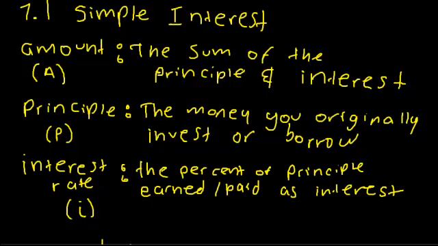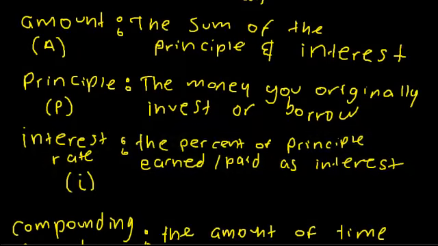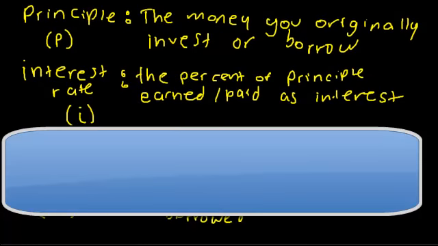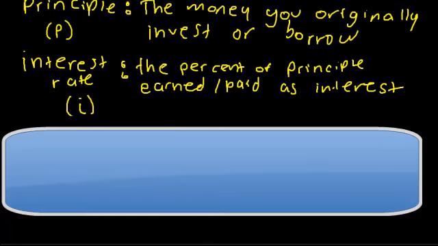And throughout this unit, there's going to be some key terms you need to remember. One is the amount, which is the sum of the principal and the interest, and there's multiple formulas for that, but we'll get to that later. And then there's the principal, which is the money you originally invest or borrow. This can also be known as the present value. There's the interest rate, which is the percent of the principal that is earned or paid as interest.